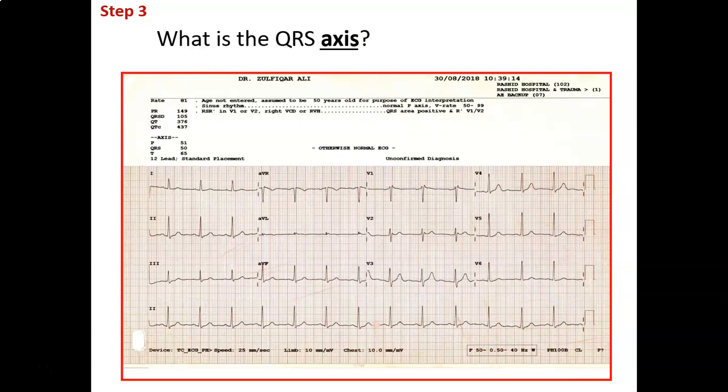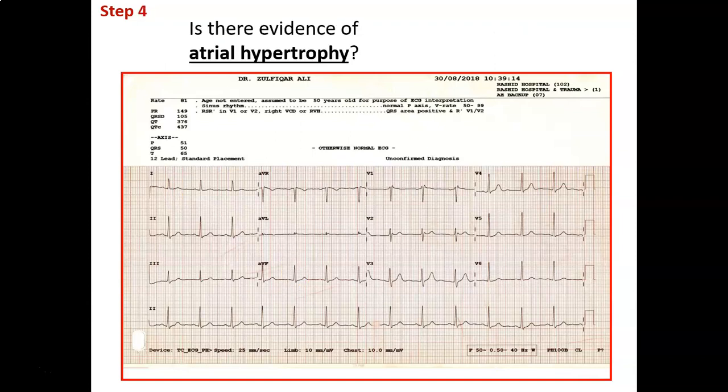Then what's the QRS axis here? To check the axis, you have to look at lead 1 and AVF. If both are positive, your axis is normal. Then you have to look for the hypertrophy, the atrial as well as ventricular hypertrophy.